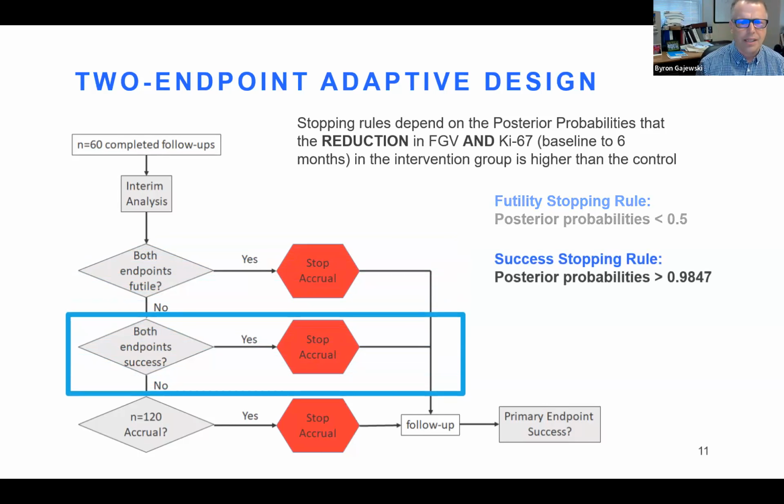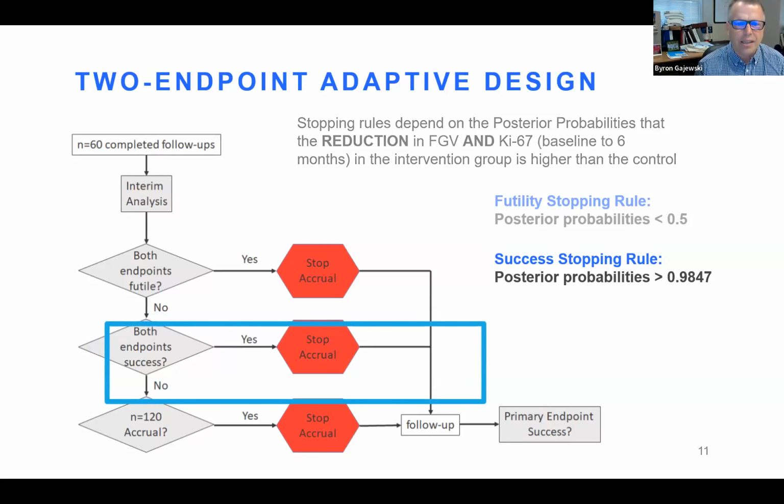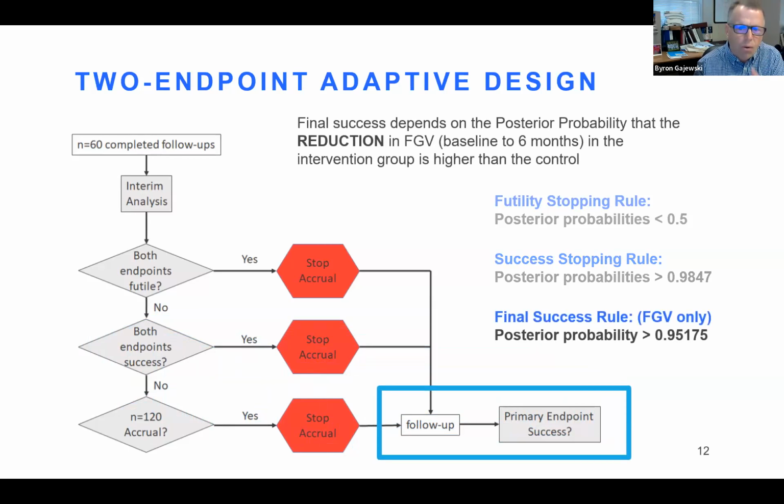Now, a success stopping rule would be if both of those probabilities are bigger than 0.9847, we have a really, really good chance of success. And you know, we've enrolled 60 with completed follow-ups. We'll have enrolled some after that, possibly, and let's say 1 or 2, then we would follow up and recalculate the posterior probability, but only for FGV.